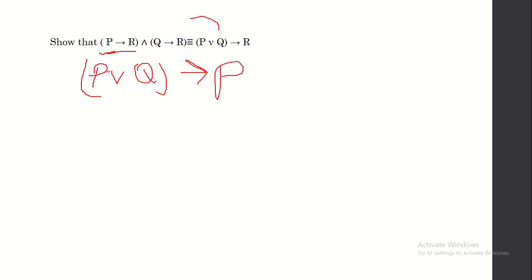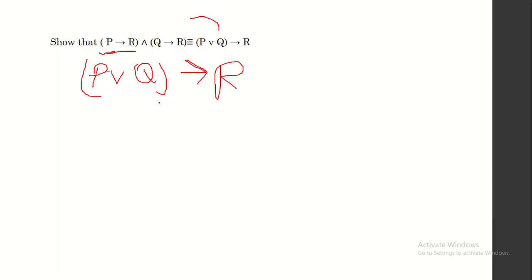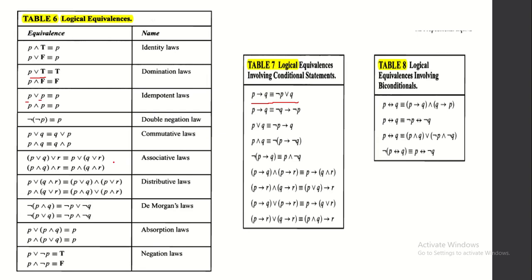Implies R. Now here let's see, in this law you can see that P implies Q is equivalent to not P or Q, right? So in this case this is our P and this is our Q. So P implies Q will be not P or Q. That means it will be not (P or Q) or R, right?